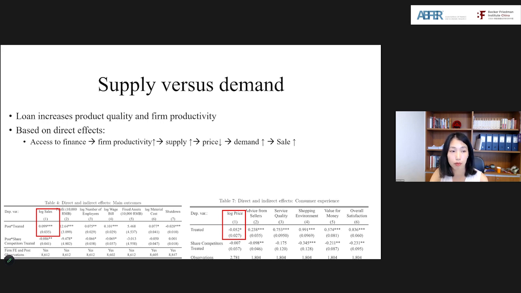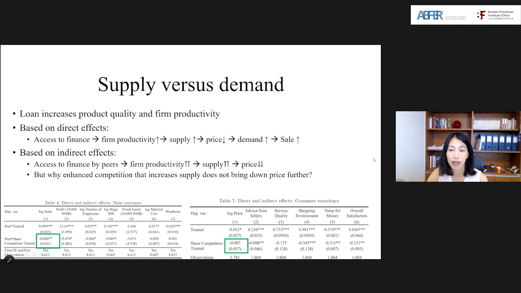But taken from the same tables, based on the indirect effects, then I have the other story. So I have a similar story, but it results in a different interpretation. Again, if my peers have access to finance as well, the productivity is going to increase even further. Supply is going to increase even more, and the price should drop even more. So in this case, I should find the peer effects on the price, but I didn't see that in this table. So there's no indirect effect on the price. So this is something I find difficult to reconcile. Why enhance competition, increase supply, but not bring down the price further? This is something that I'm not very clear about.